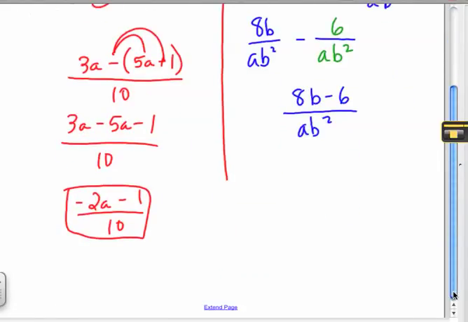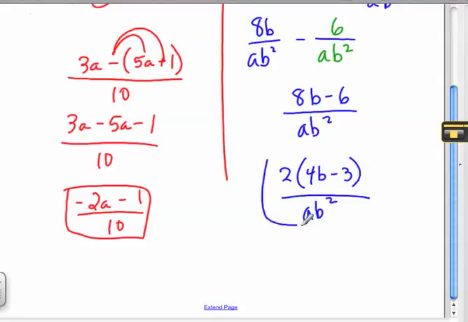Now, I always do this, guys. Just make a habit of it. I'm going to factor the numerator if I can. Is there anything that goes into both, Miles? 2. So I'm going to take out a 2, and that gives me 4b minus 3, all over ab squared. Now, just looking at that, is there anything that I can cancel, Gordy? No. I'm done. And guys, you can leave it factored like that, because then it's very easy to see, Austin, that I don't have anything I can cancel.